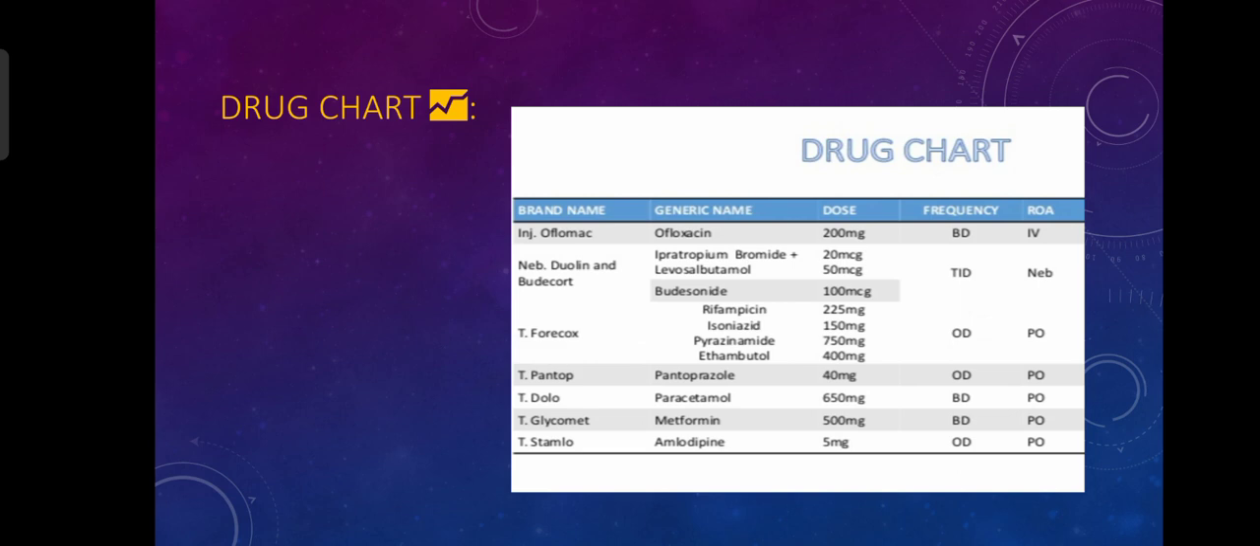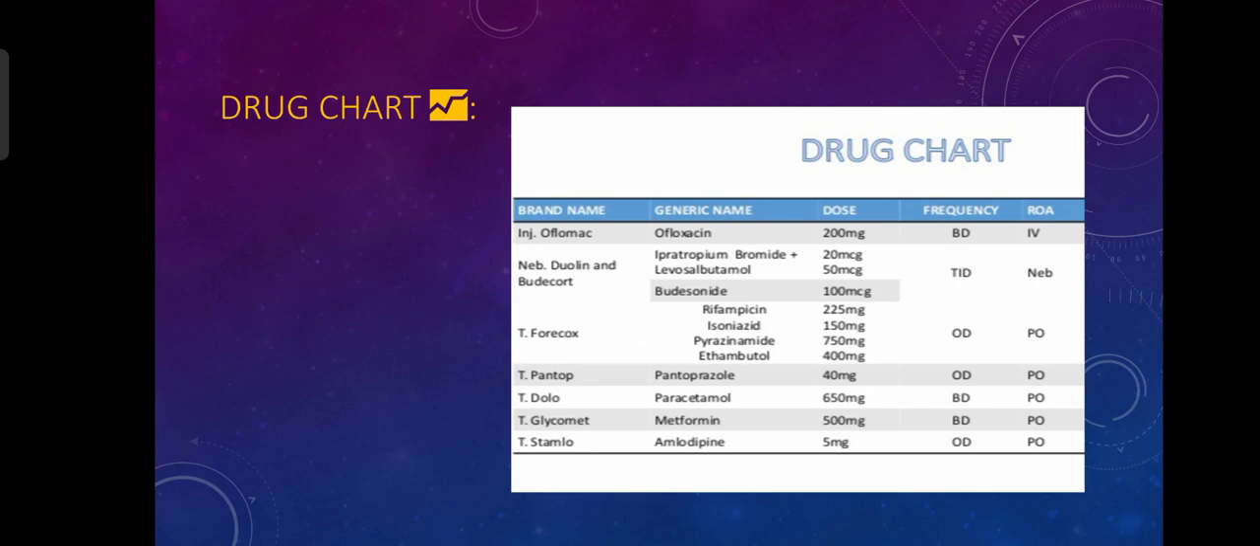Now planning, how to manage. This is the drug chart which I have found from a source and I am sharing it here so that I can explain clearly. As I told you before, the drug which I am using, commonly the brand name is Alphamac or Flexin. The dose is 200 milligram. Besides this, we are using Rifampicin, and ethambutol 400 milligram.